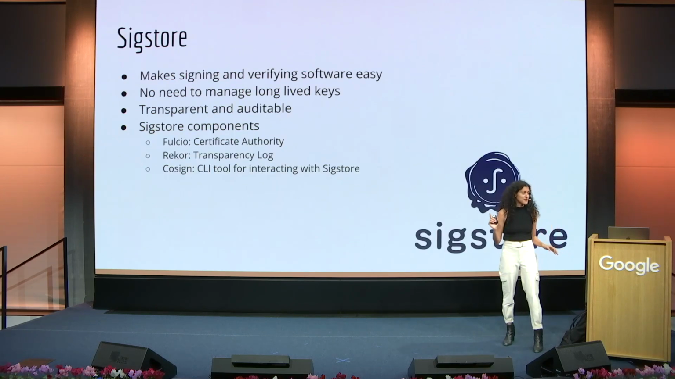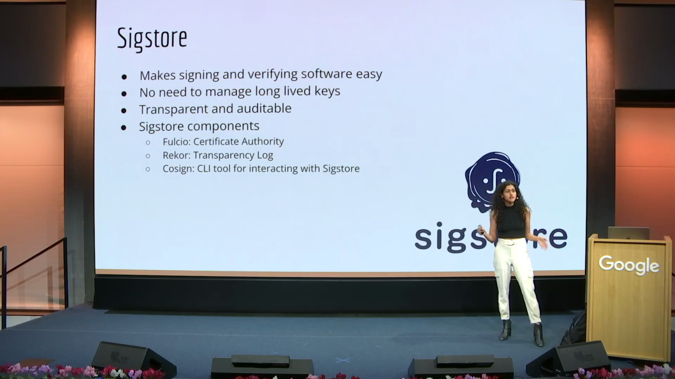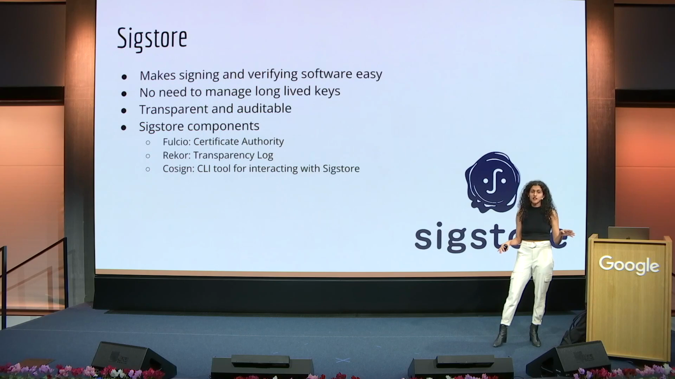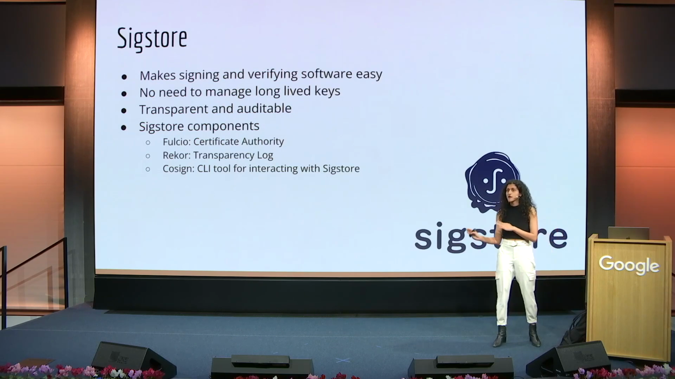So this is where Sigstore comes in. Sigstore is an open source project that was started about 2 years ago. It's part of the Open Source Security Foundation, and the goal of Sigstore is to make signing and verifying software easy. And the way that it does this is it removes the need to manage long-lived keys. If you've ever signed anything before, you probably had to generate a public-private key pair and sign something with your private key and then verify it with your public key.